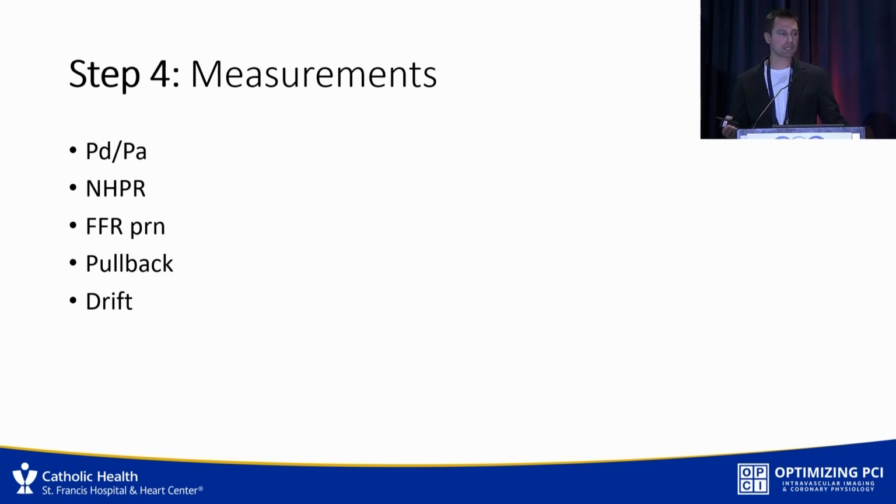So it starts with the PDPA. I believe you should always get a non-hyperemic pressure ratio. Depending on what the value is, if there's discordance with the rest of the clinical picture, I'll often move on and give adenosine to get an FFR. I'm using that less and less, though, in my clinical practice now because of the non-hyperemic pressure ratios.